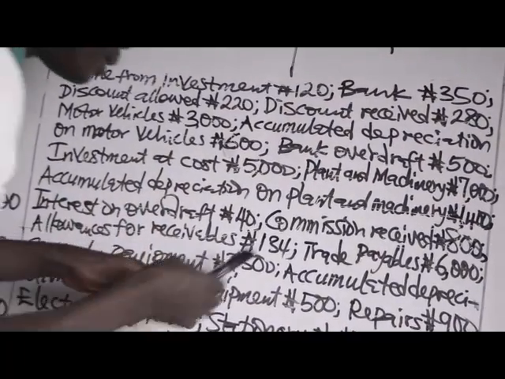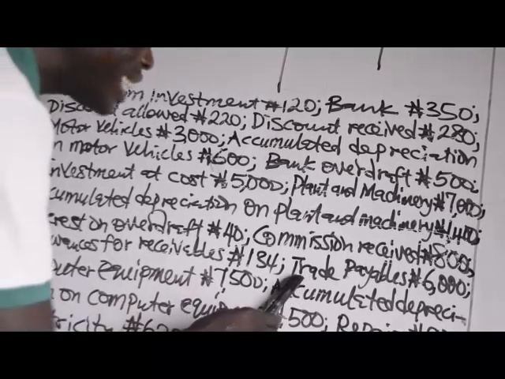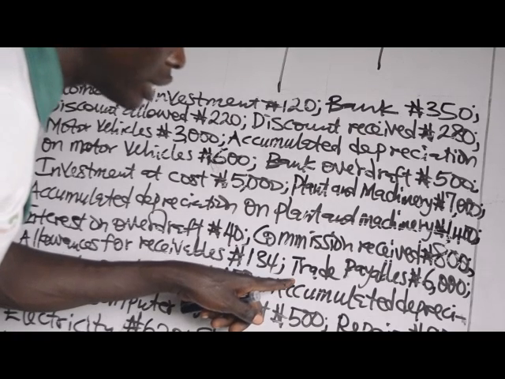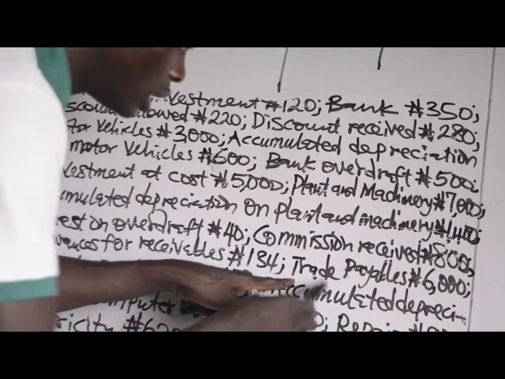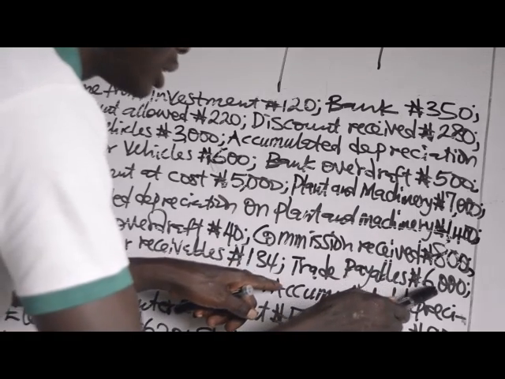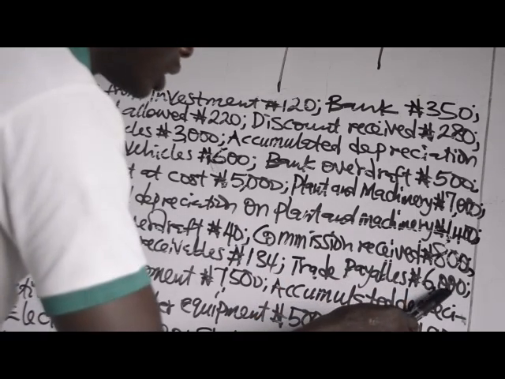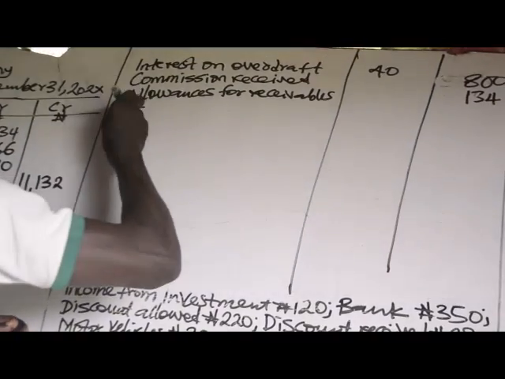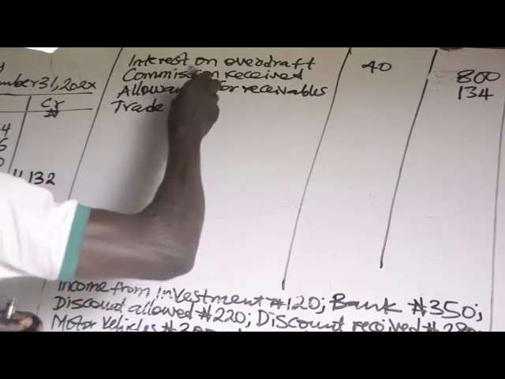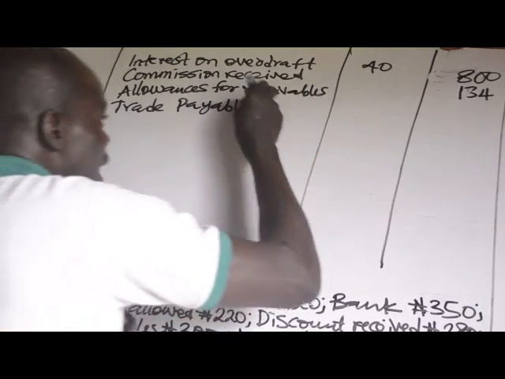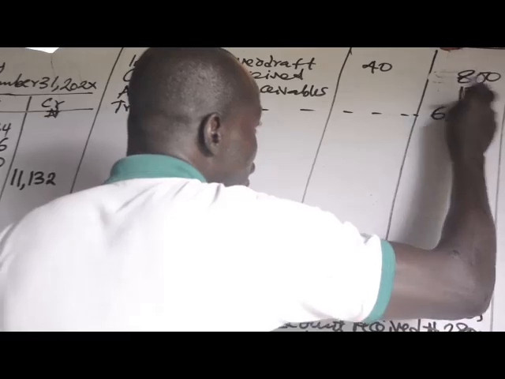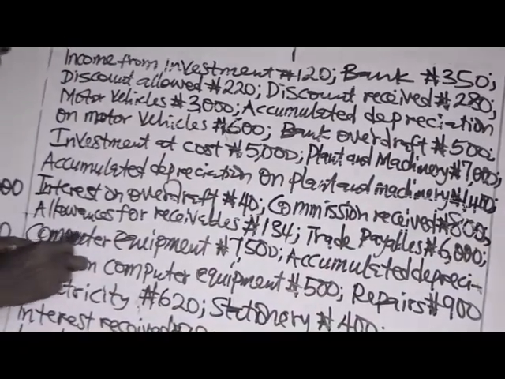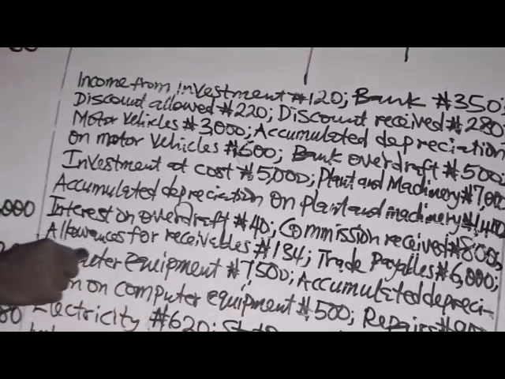After allowances for receivables of 134, the next item is trade payables of 6,000. Trade payables is a liability to the business. That is your creditor, trade creditors. Being a liability, therefore, you should take a credit entry in the trial balance. The amount involved is 6,000 naira. So trade payables, I've told you it's a liability. Being a liability, it should be credited.